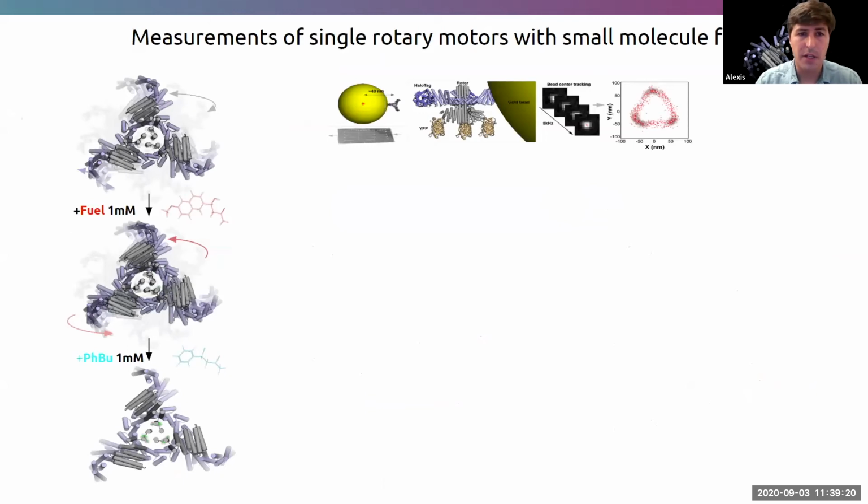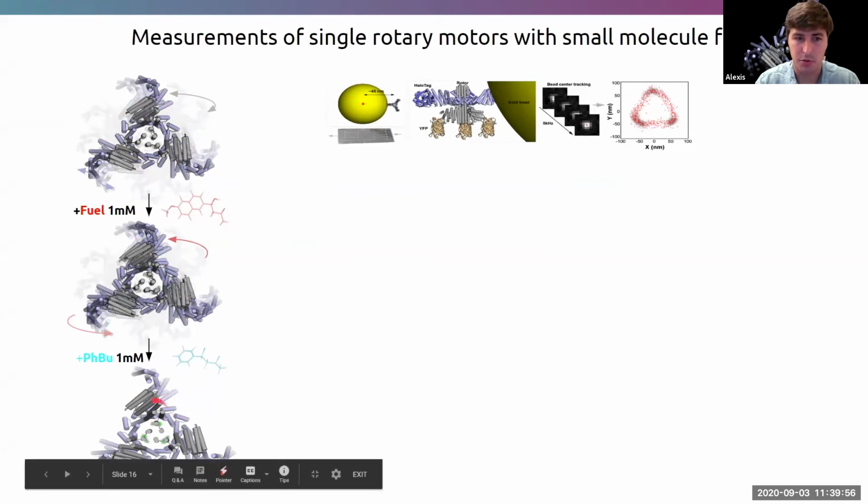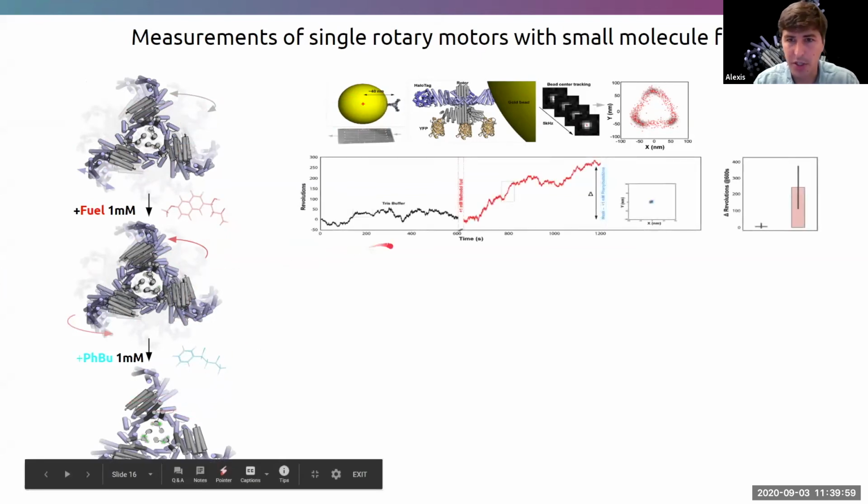Okay, so these are very preliminary experiments that we're doing, but they're very promising, so I'm going to show them to you now. But we have to do a lot more work on this. So we took these de novo designed rotary motors and added fuel or inhibitor to them and measured their rotational properties. What we do here is put this protein on the surface, and then we track the nanoparticle attached to it. So we add some fuel, then we measure the rotation, and then we add some small molecule inhibitor and measure rotation. And here I'm showing you what happens.